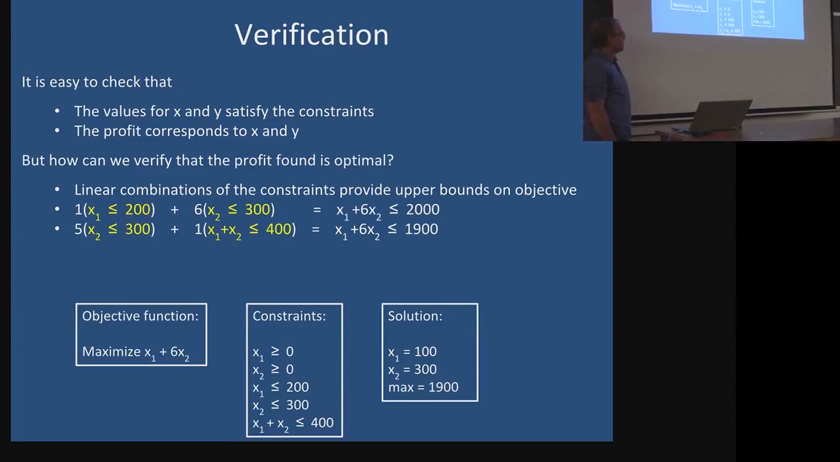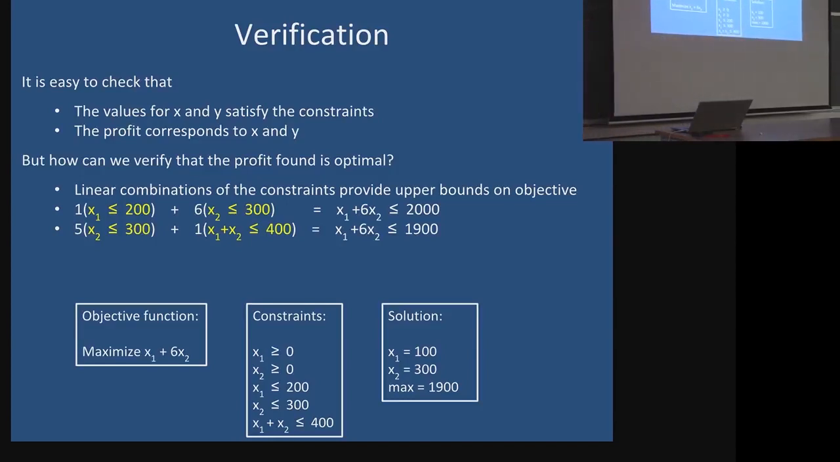Yeah. And if you add two inequalities, you get an inequality. So we just do a linear combination of inequalities, and that gives us this. And that's saying that the objective function cannot be bigger than 1900. And we know it's possible to hit 1900. So there's our verification.